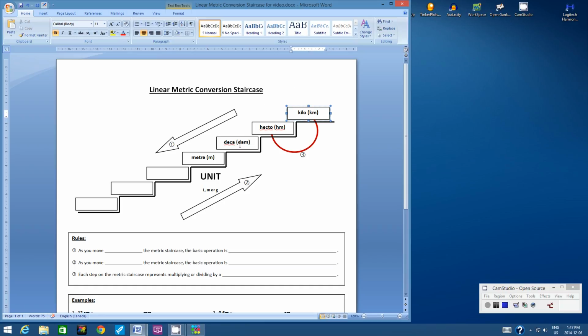So let's move down the metric staircase from meter. Notice meter we have here unit. Now if we were talking about volume, it would be liters. If we were talking about mass, it would be grams. So let's move down one step from the unit step. And it is deci. Symbol dm, decimeter.